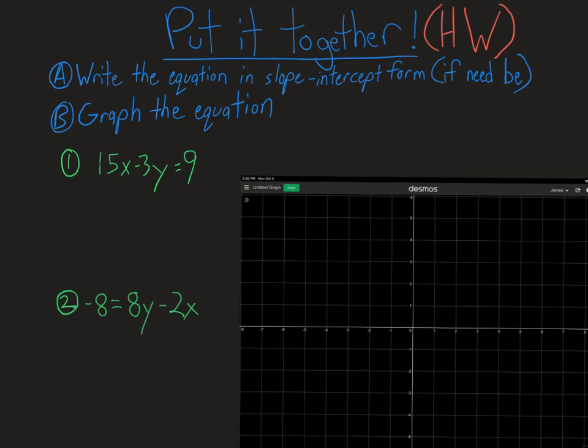Okay, let's put it together, which is your homework today. Now there's 2 pages. On this first page, you're going to write the equation in slope-intercept form if need be. So you'll look at them, and if they're in slope-intercept, go ahead and graph it. That's part B. If it's not, you need to write it in slope-intercept and then go ahead and graph it.